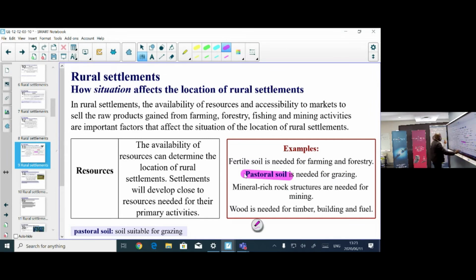So we also need mineral-rich rock structures for mining. Wood is needed for timber, building, and for fuel. You know that in rural areas, some people are using firewood for cooking.